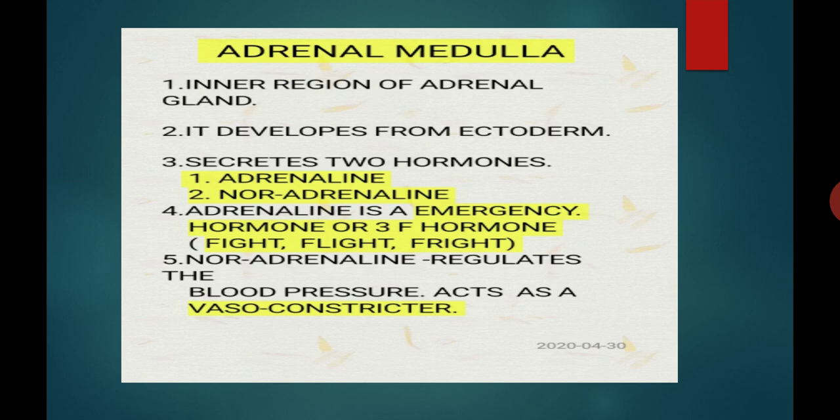Students, we also saw the adrenal medulla, which is ectodermal in origin, and it secretes two hormones: adrenaline and noradrenaline. Adrenaline is also called the emergency or 3F hormone, that is fight, flight and fright hormone. Whereas noradrenaline acts as a vasoconstrictor because it regulates the blood pressure.